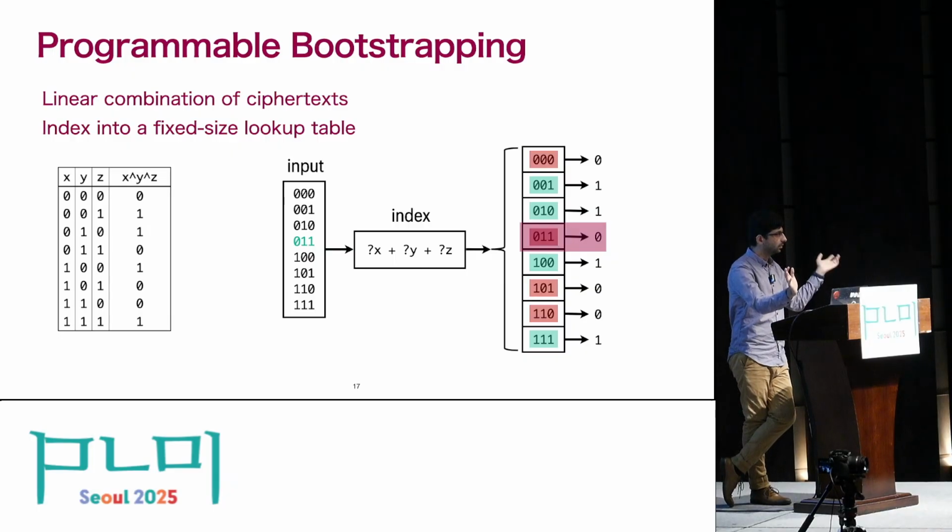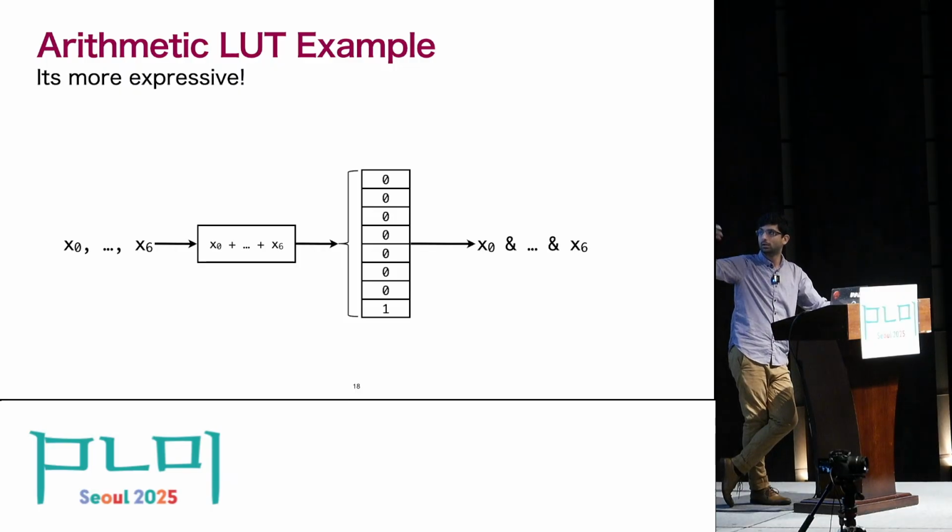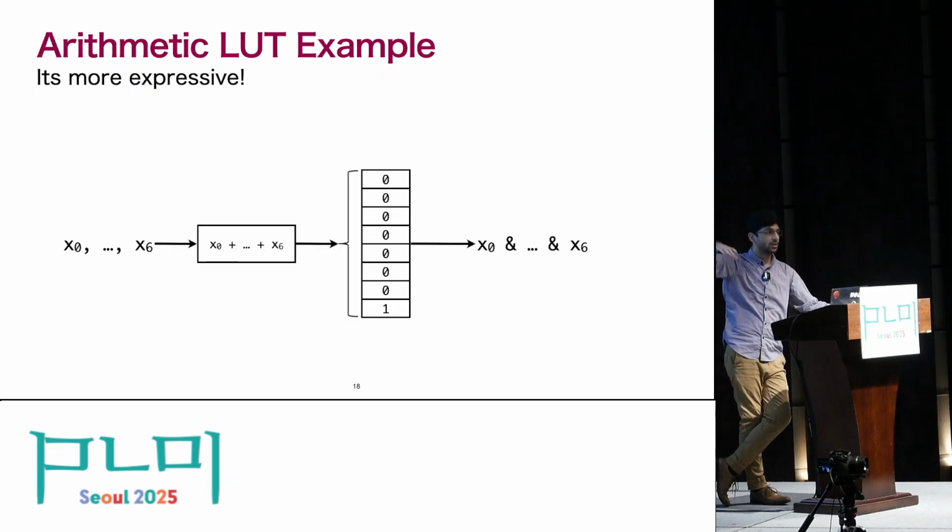So let me give you a little bit of intuition on why this is more expressive before we dive into the details. Consider this construction. We've got 7 inputs here. All of my coefficients I'm going to set to 1. So really what I'm doing is adding up 7 inputs, or 7 ciphertexts, and then using that sum to index into this lookup table. Now, if the lookup table has a bunch of zeros and then a 1 in the bottom row, it turns out that the thing this computes is a 7-way AND gate, right? The only way for me to get the output of 1 is for all of my inputs to be 1. If anything is not 1, then I'm going to get 0. So this computes an AND gate.